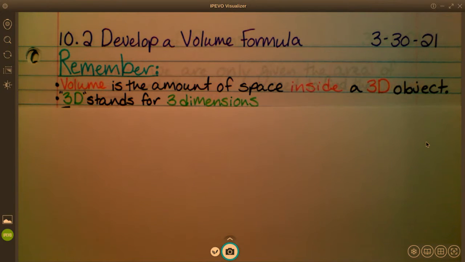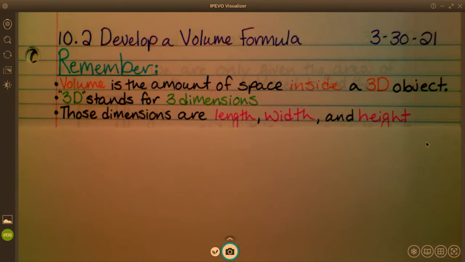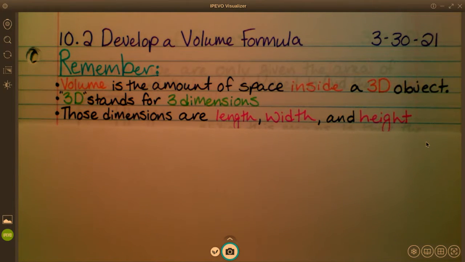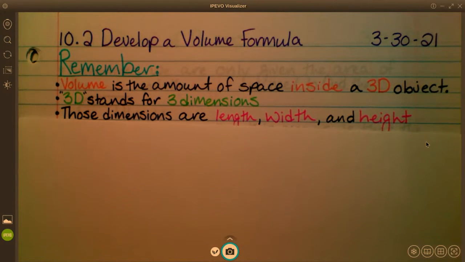Another reminder, 3D stands for 3 dimensions. So if I were to say a 2D shape, I'm talking about a 2-dimensional shape. Remember, when something is just 2-dimensional, it's only length and height. How its measurement left to right and its measurement from top to bottom. So 3D stands for 3 dimensions, and those 3 dimensions are length, width, and height. So remember, width is that 3rd dimension, that thickness.